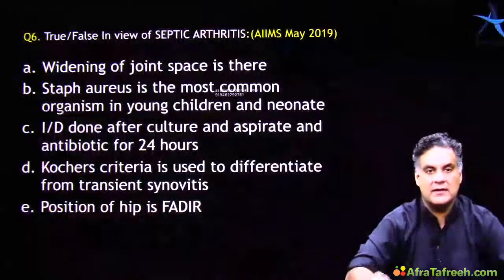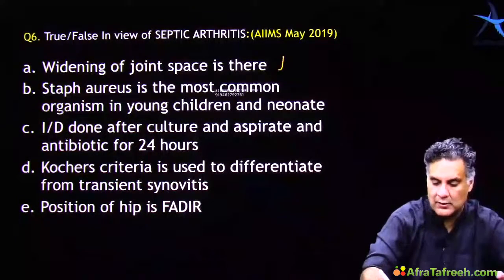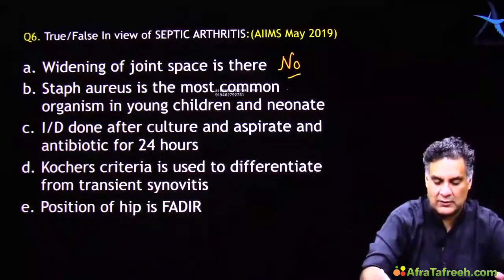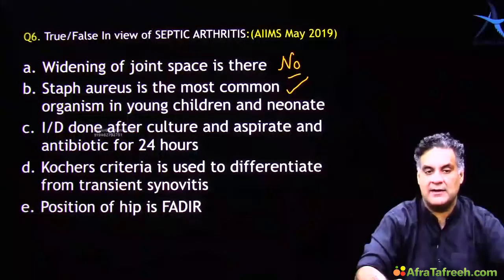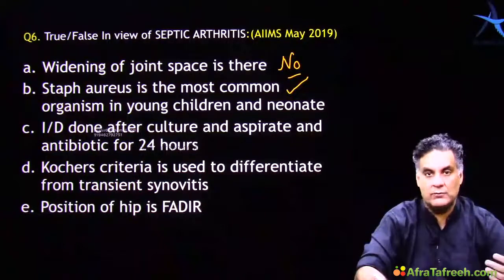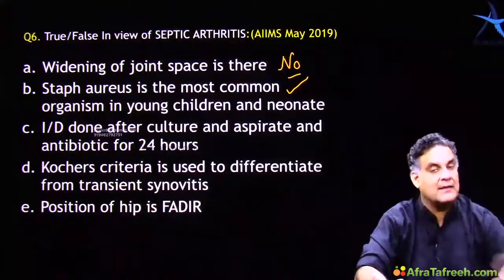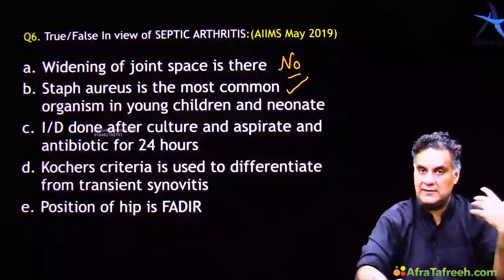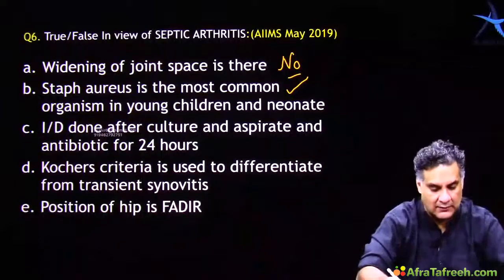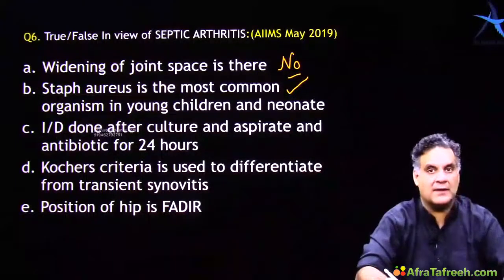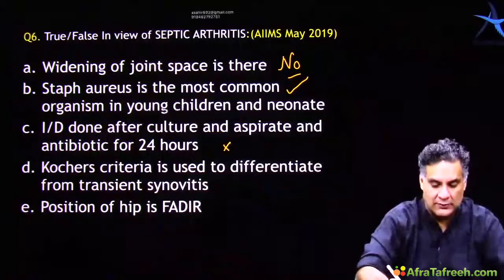And coming to questions, true or false in view of septic arthritis: widening of joint spaces, no, because it is reduced. Staph aureus is the organism, true. Do culture and aspirate, and give antibiotics for 24 hours, and you might have to do it more aggressively. You don't have to wait in such cases. But yes, if the presentation is more than 24 hours, you usually have an operative intervention in cases of bone infection, but in joint infection, you have to be very aggressive. So false. Kocher's criteria can be used to differentiate, is true.